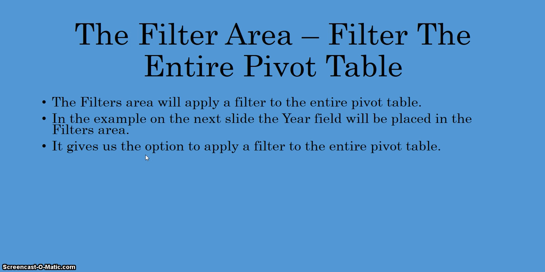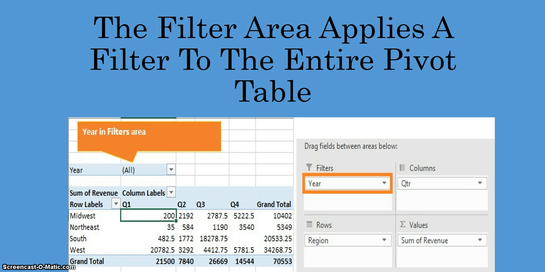Now, the filters area will allow the user to filter the entire pivot table by selecting options that we put into the filters area. So in the example on the next slide, we're going to be taking the year field and placing it into the filters area. And again, this gives the user the option to apply a filter to the entire pivot table.